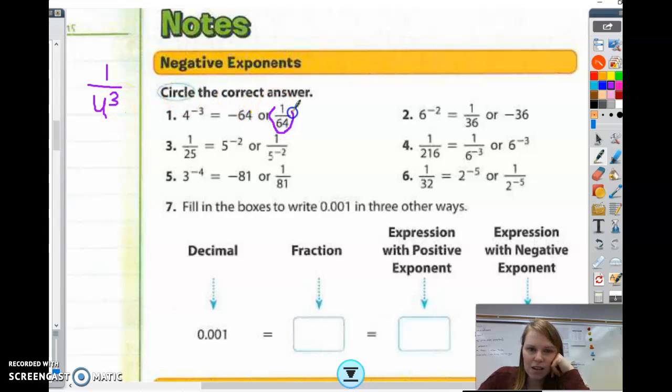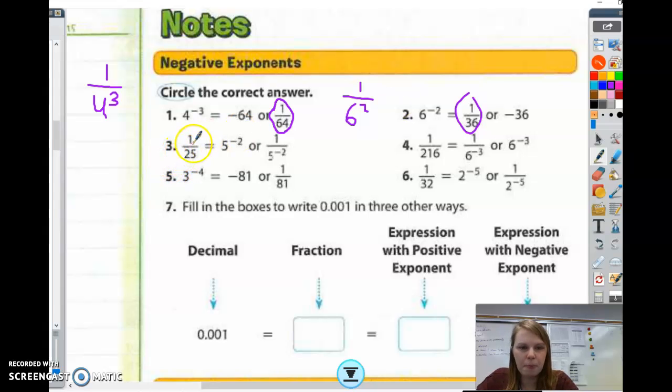It should be this guy, 1 over 64. All right? How about the next one? Sorry, this one's next. 6 to the negative second power, okay? 6 to the negative second power would be the same as saying 1 over 6 to the second power. So 1 over 6 to the second power. Well, what would this be? 6 to the second power is 36. So it's got to be this one.